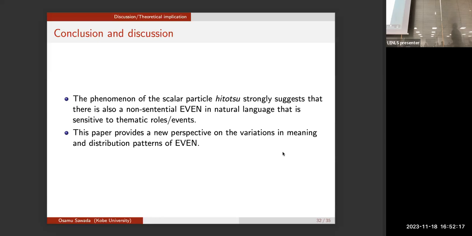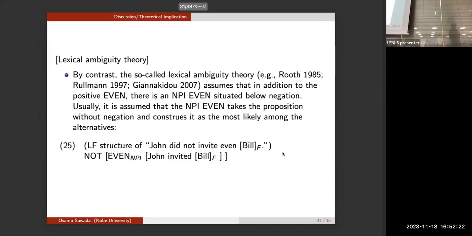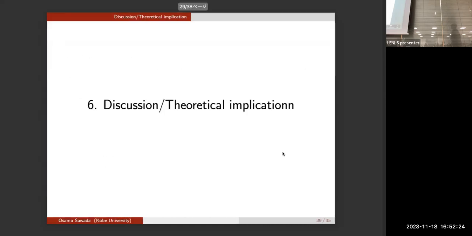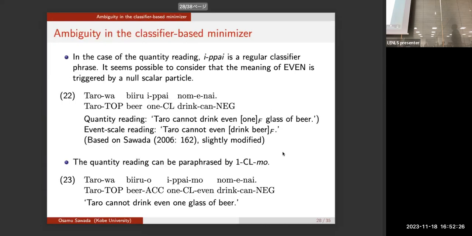And I have a pretty general question. I was wondering about the difference between hitotsu and hitotsu mo, ippai and ippai mo. Would you say that when you can put them on, it's still kind of a classifier, and when you can't put them on, it becomes something else?